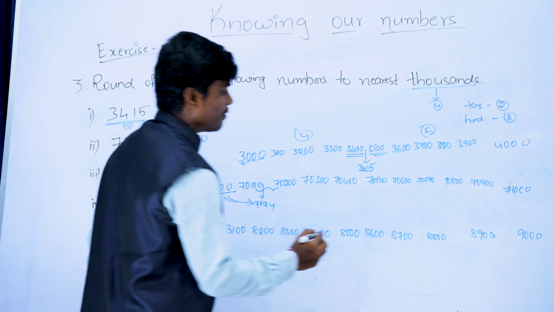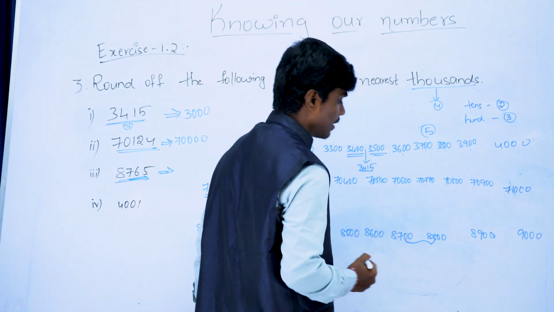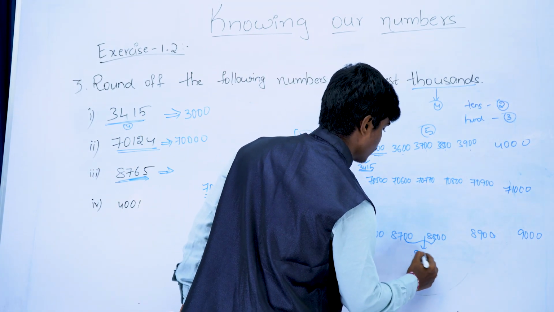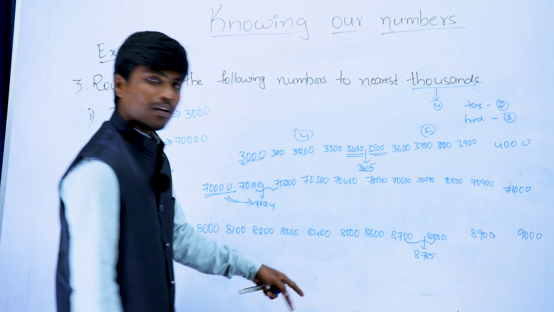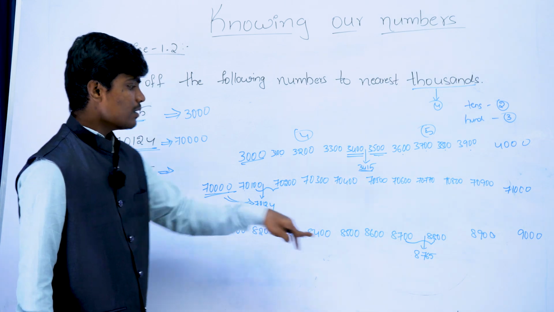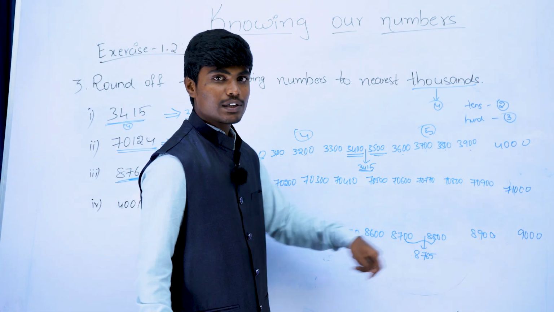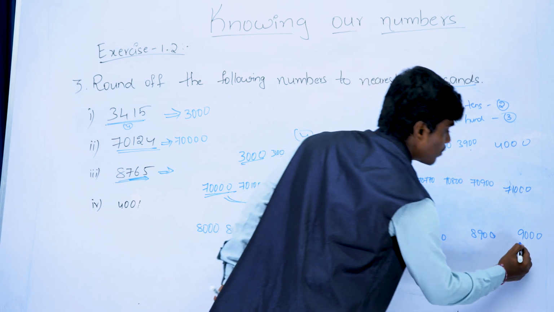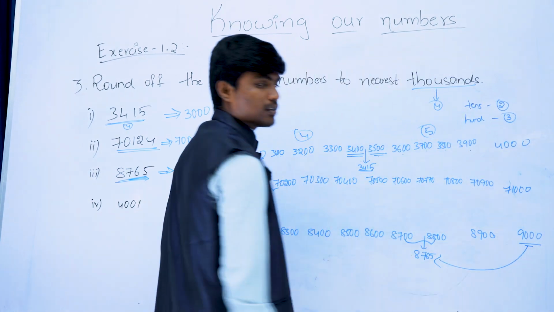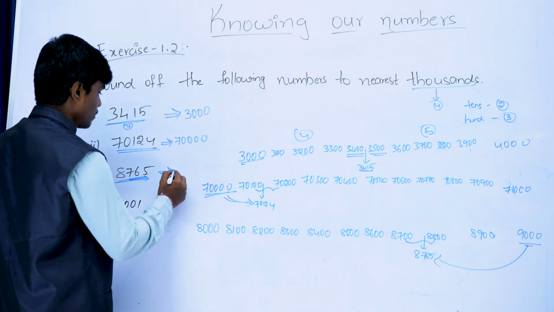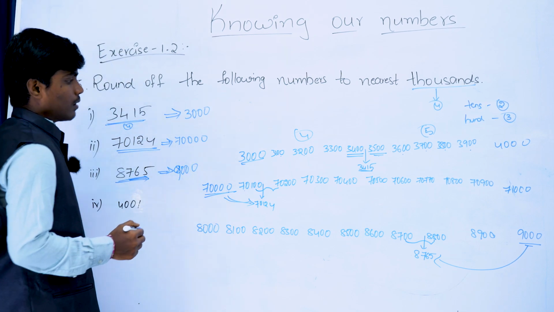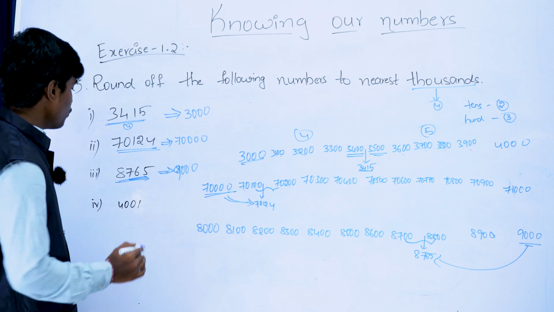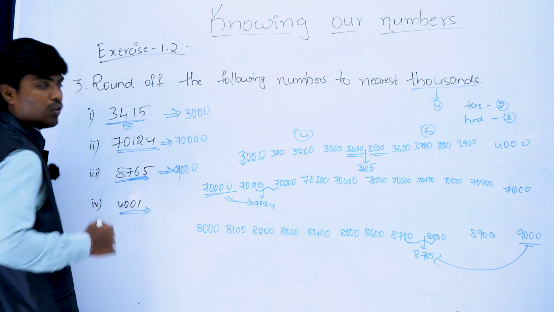See here, 8,765. It lies between 8,700 and 8,800. Here, 765. See, here we can clearly observe that 8,000 is far away from 8,765 and 9,000 is nearer. So it is rounded to 9,000. Now, by observing this, you try to solve the fourth problem.